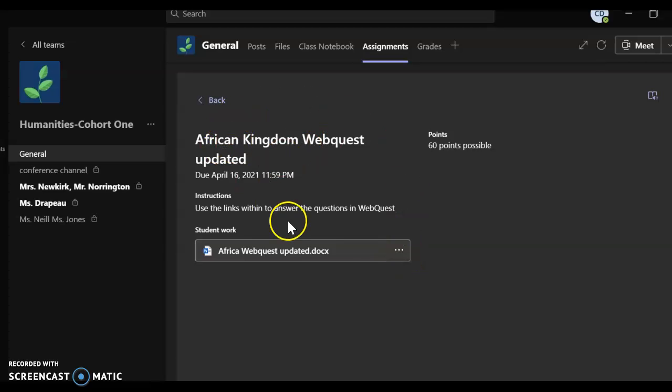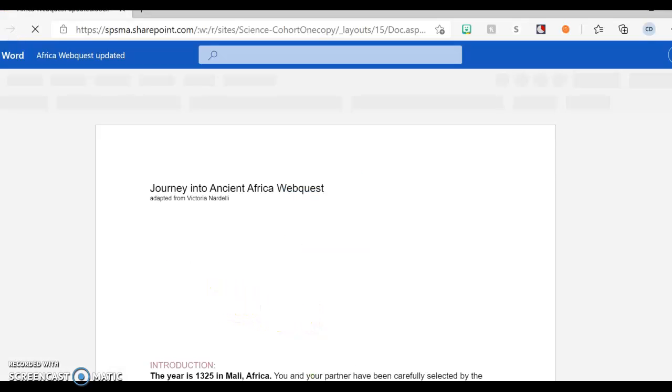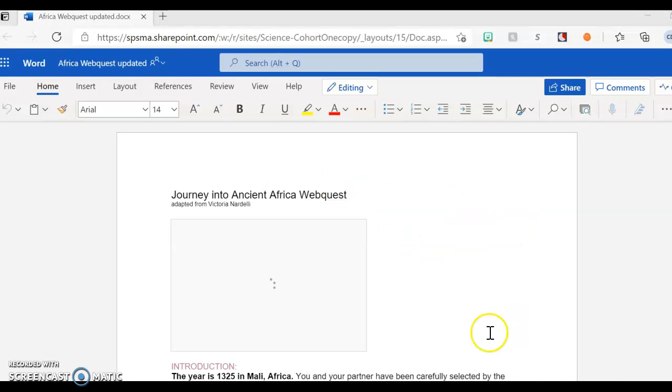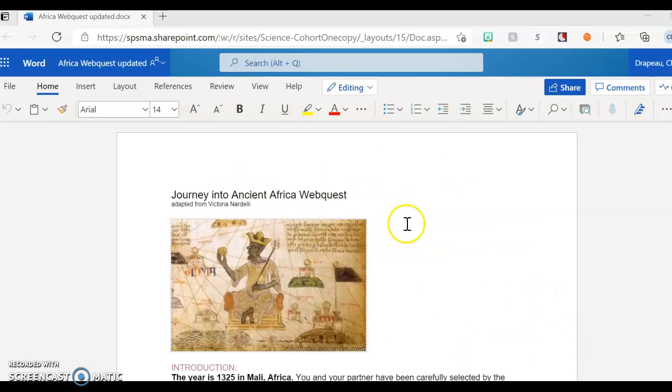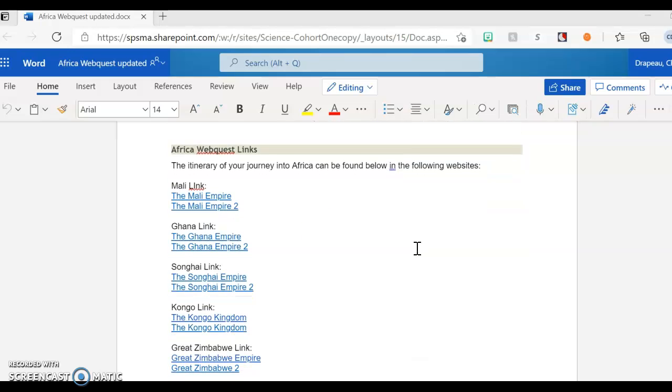So just find this. Click the three dots. I would open in Word Online, makes it a little easier. I'm going to expand this out a little bit. I can find it. Okay, there we go. All right, so as it loads, you'll see this was the introduction page. Kind of gave you the task and stuff. These are the links. So cohort 4, you'll find these links in the separate document called Useful Links.